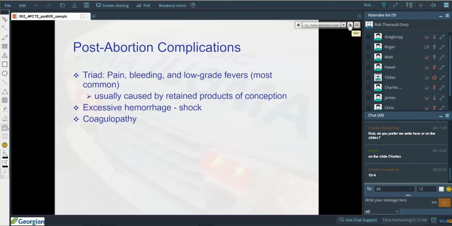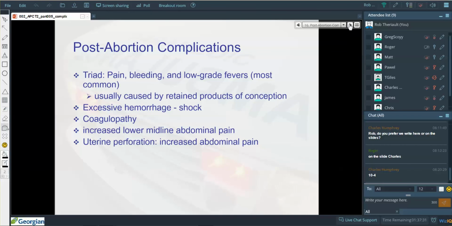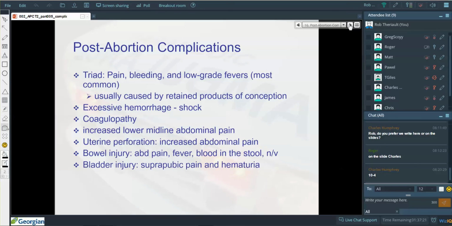One of the other problems too, in the long run, is coagulopathies occur with post-abortion complications. So they may have increased lower midline abdominal pain, and uterine perforation is also a potential problem. There may be bowel injury with abdominal pain, fever, blood in the stool, nausea, vomiting, bladder injury with suprapubic pain and hematuria. So it's important to ask about stooling and micturition, and ask about blood in the urine or the stool.